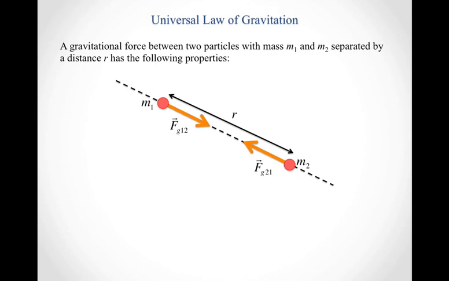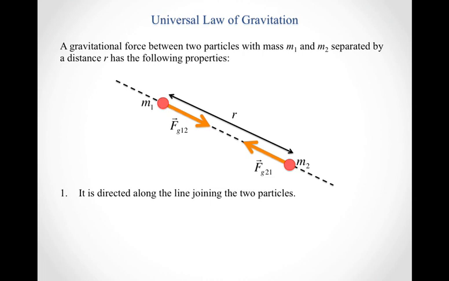The rules that govern the gravitational interaction between two point masses are given by the universal law of gravitation. So if what I have are two point masses, m1 and m2, which I can just think of as particles, separated by a distance that I've labeled r here, then the gravitational forces that act on these two masses have the following properties.